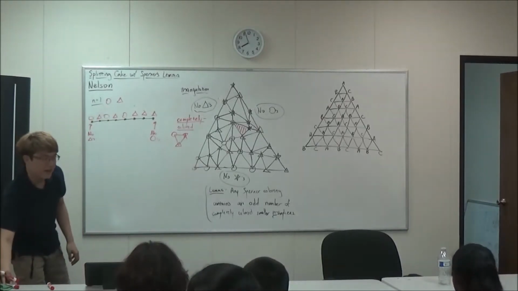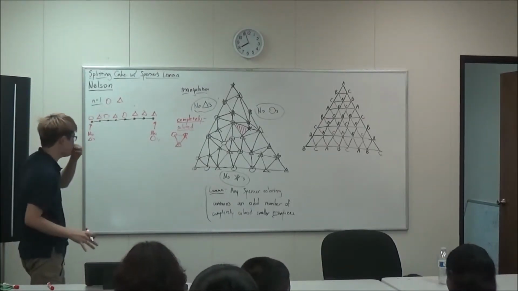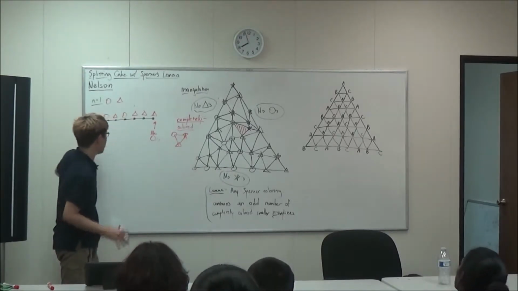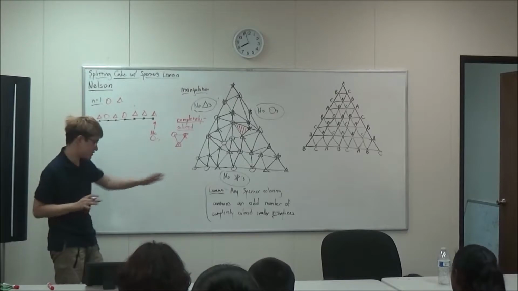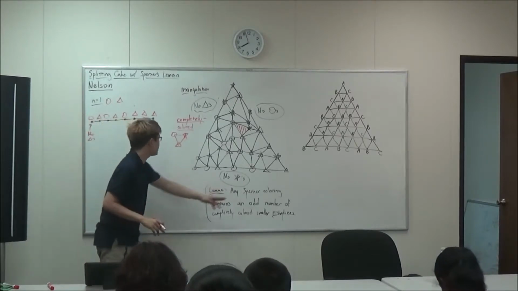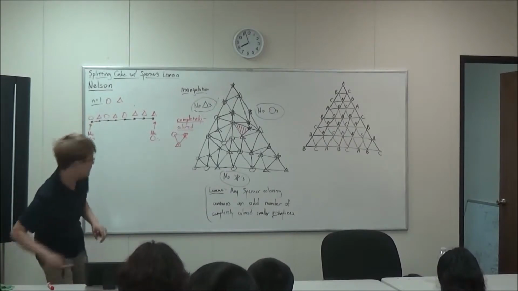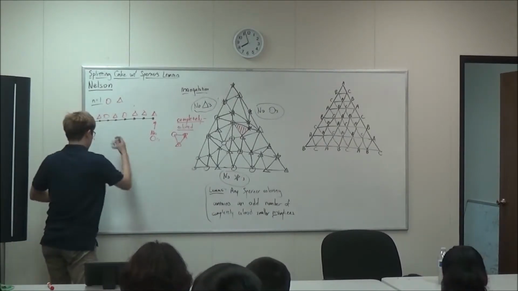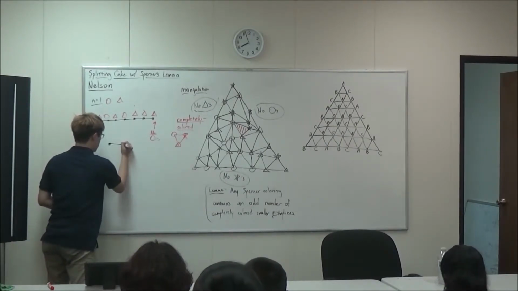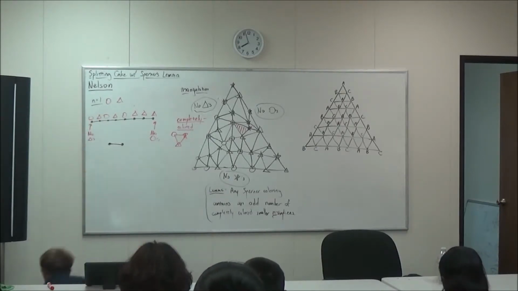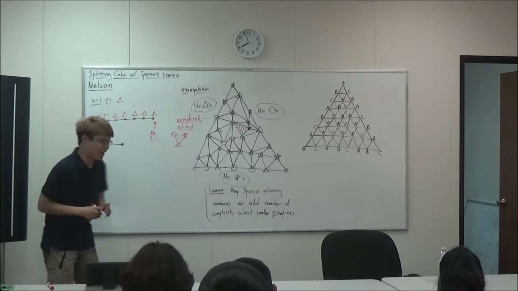Okay. Now, is it true that this has an odd number of completely colored n-simplices? Let's break down what that means. An n-simplex here is just a line segment. Is it true that this thing here has an odd number of completely colored line segments? So completely colored, in this case, what would completely colored be?